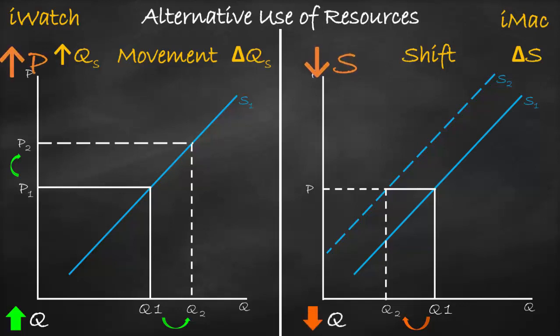So this means that every time we have an alternative use of resources, we have a negative relationship between the price of one good and the supply of another good. It means that if the price of one good goes up and the supply of the other good goes down, or if the price of one good goes down and the supply of the other good goes up, they move in inverse relationship. It means that here we have an alternative use of resources.